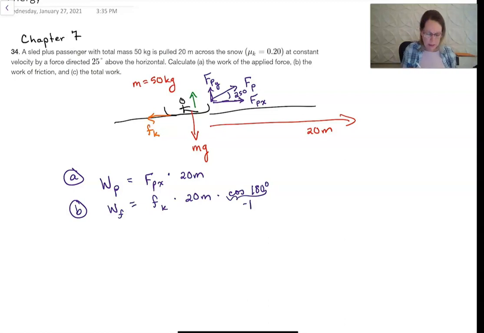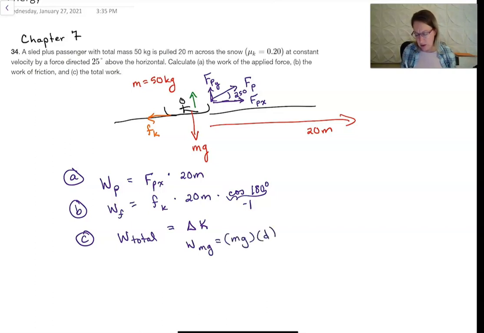Okay, and part C is the total work. So work total is equal to the change in kinetic energy. I mean, I can add up all the work from all the forces, the normal, the weight. The normal's not going to do any work because it's perpendicular, as is the weight. If you want to calculate, for example, the work due to the weight, that would be mg times the displacement times cosine of 90 degrees, and cosine of 90 degrees is 0. So that's how you get the work due to the weight is 0, and in this case the normal force is 0.